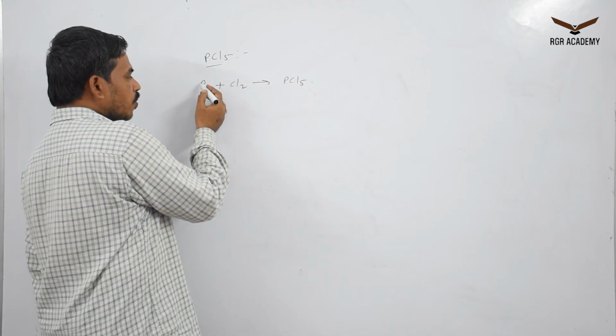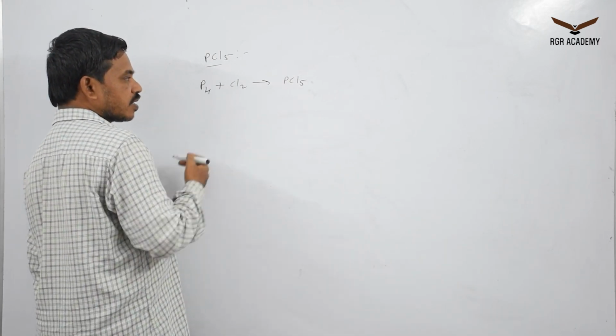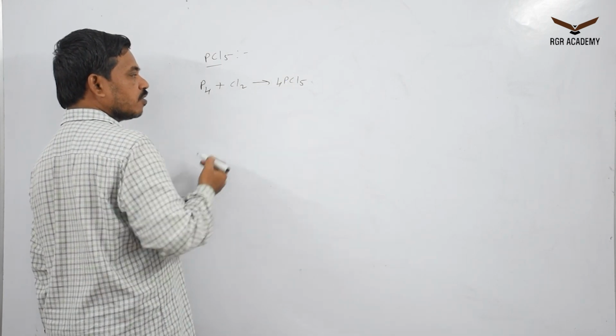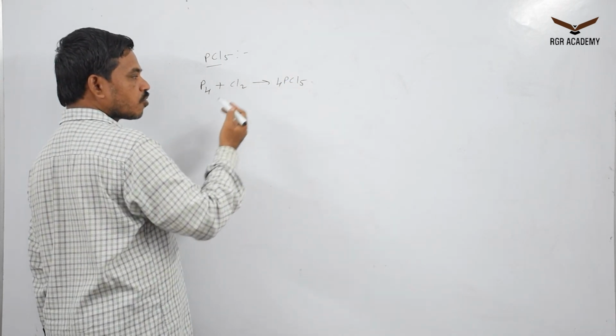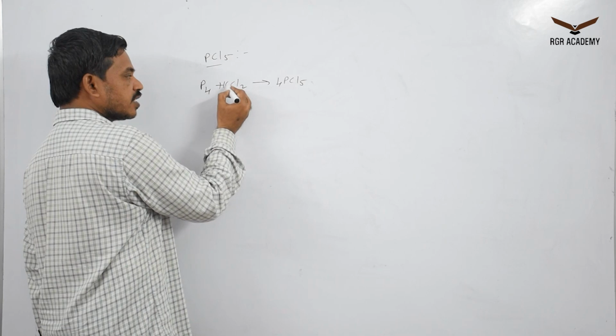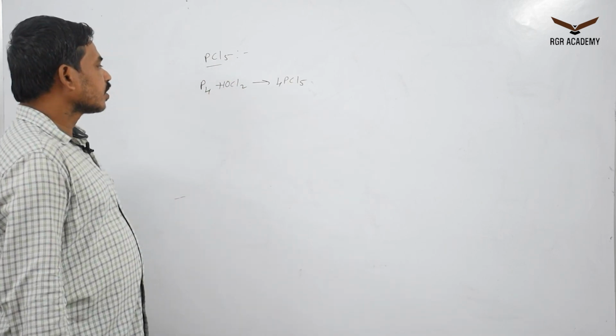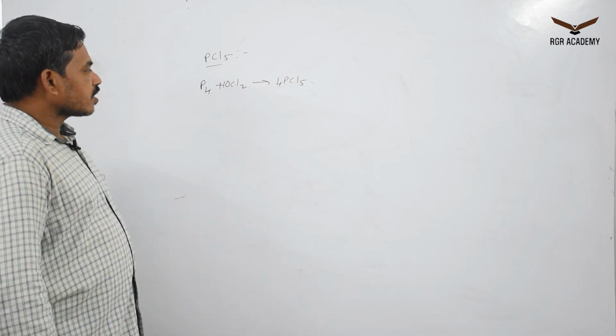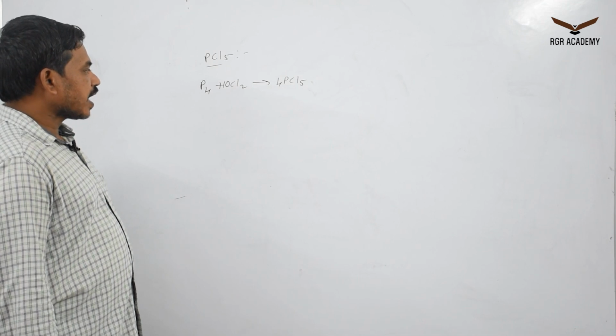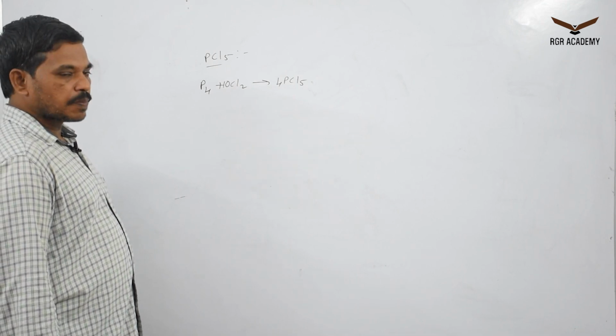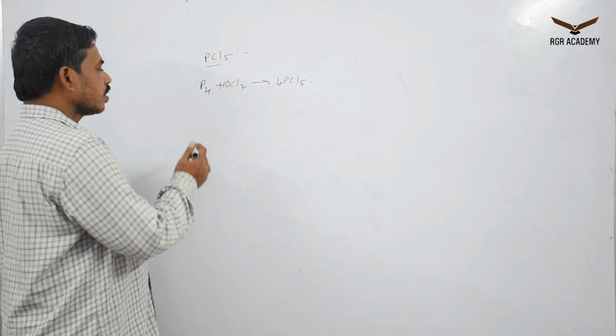Balance the equation. How many phosphorus atoms? 4 phosphorus atoms, so 4PCl5. How many chlorine atoms? 20 chlorine atoms, that is 10Cl2. White phosphorus on reaction with excess of dry chlorine forms phosphorus pentachloride.